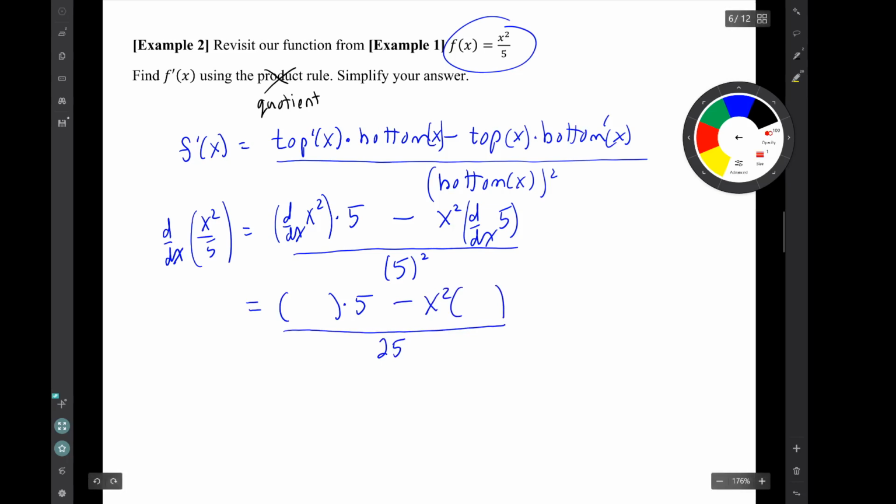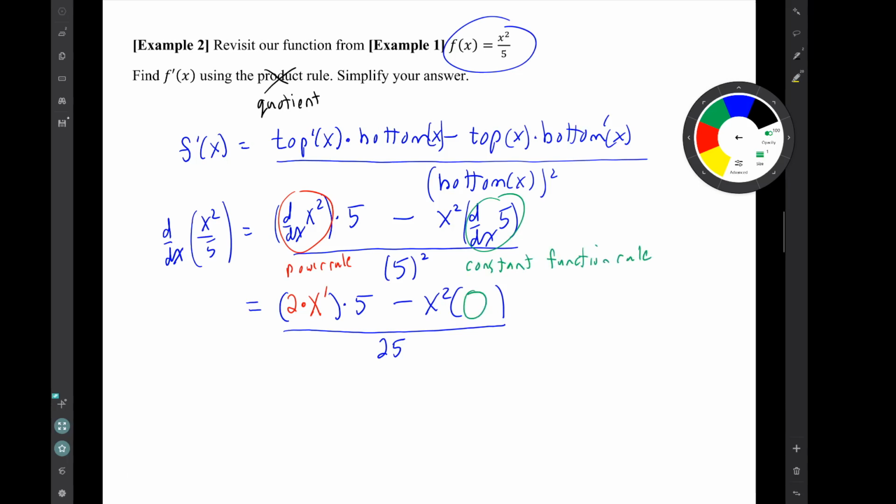The derivative over here is going to be done by the power rule. The derivative over here on the right is going to be done by the constant function rule. The derivative of a constant function is 0. Well, look, that kills that whole term.